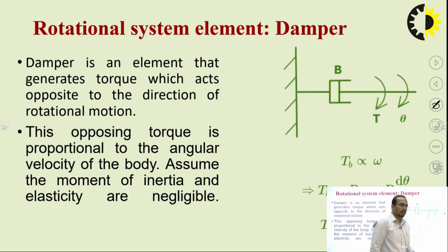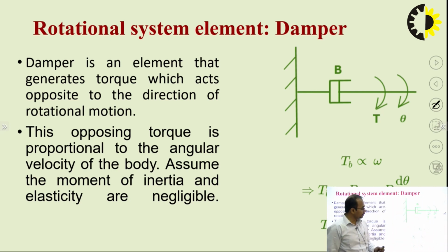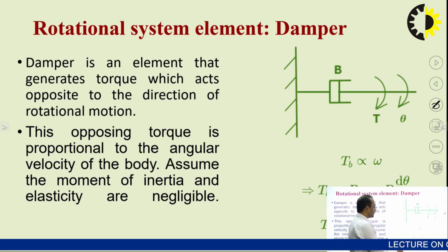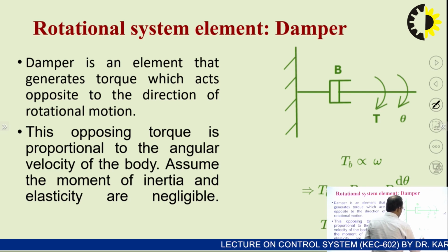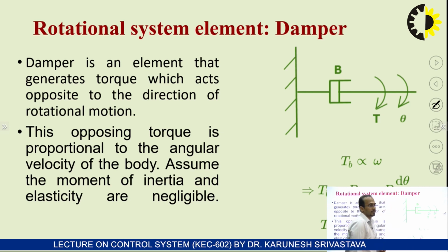Now, this is all about the rotational system. This is the torque for the rotational system. T is equal to B into omega, or B into d theta by dt, where B is the damping coefficient, omega is the angular velocity and theta is the angular displacement.